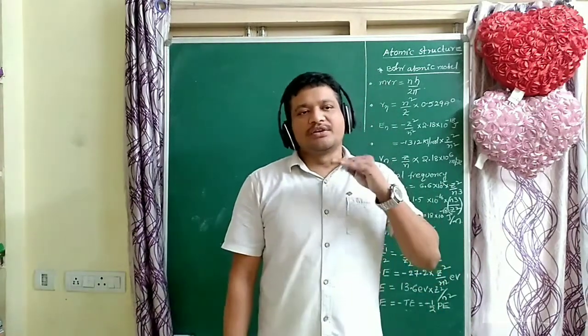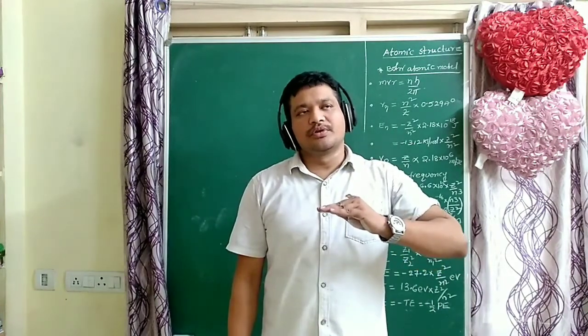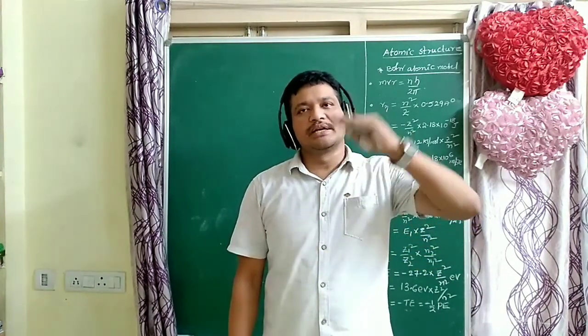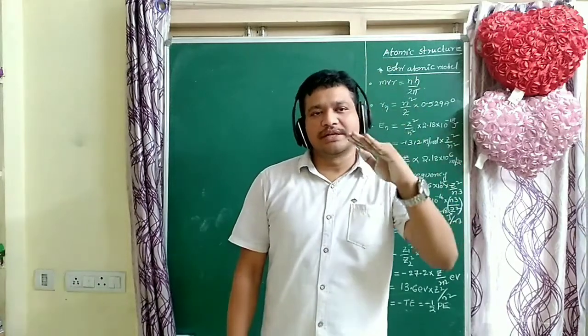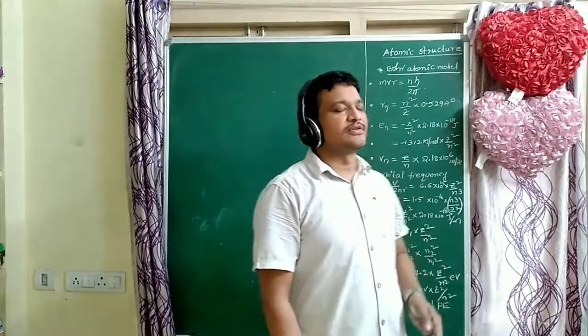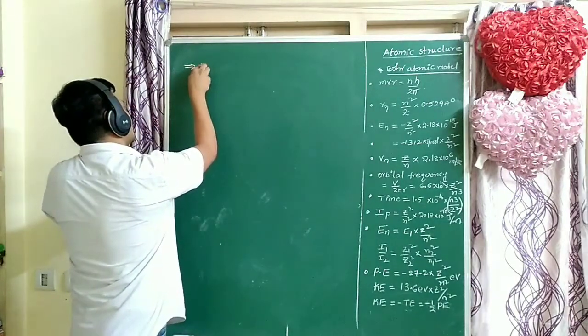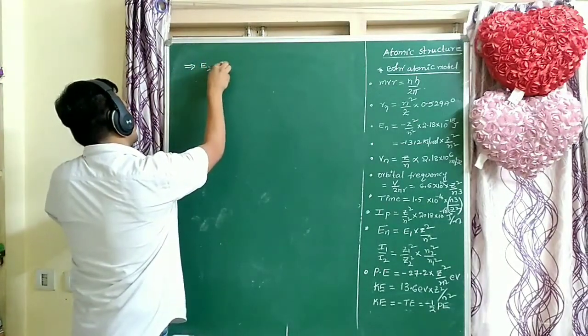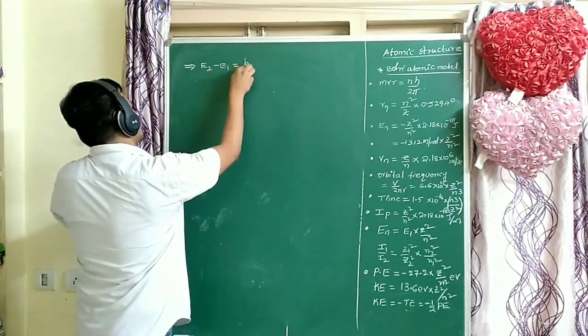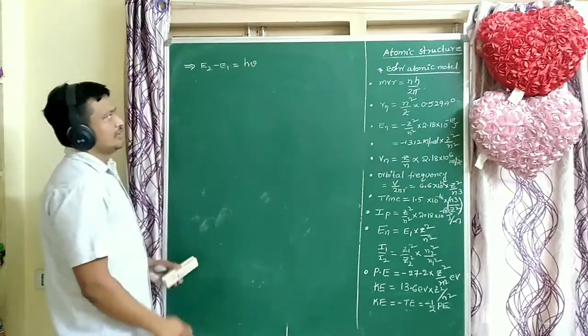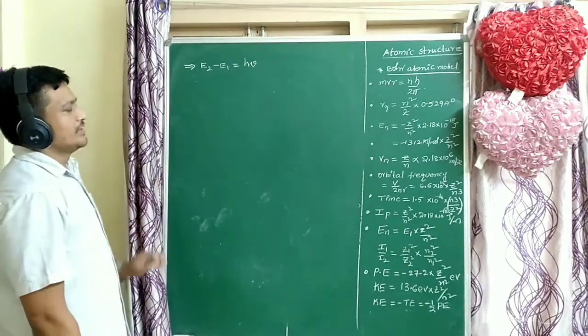When the electron jumps from a lower energy level to a higher energy level, energy is absorbed; from higher to lower, energy is released. That energy difference is equal to E2 minus E1 equals h nu.